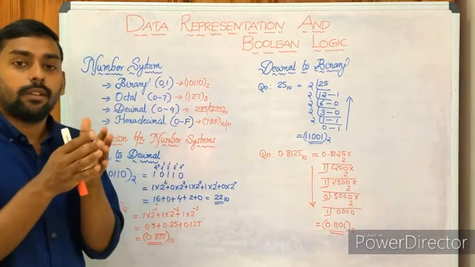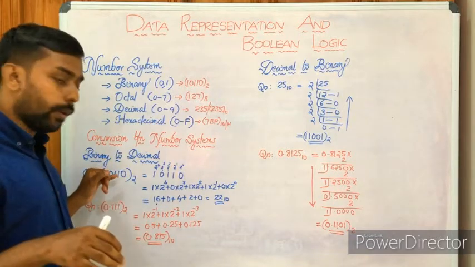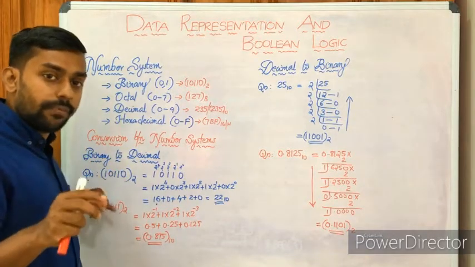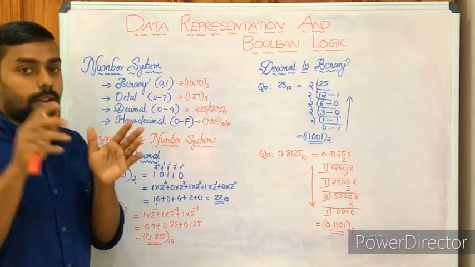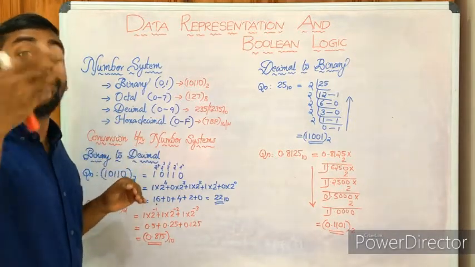Okay, first you find it simultaneously. No problem, you can find the integral part first, then the fractional part, then you just join them. It's of base 10. So here is how we can convert binary to decimal.